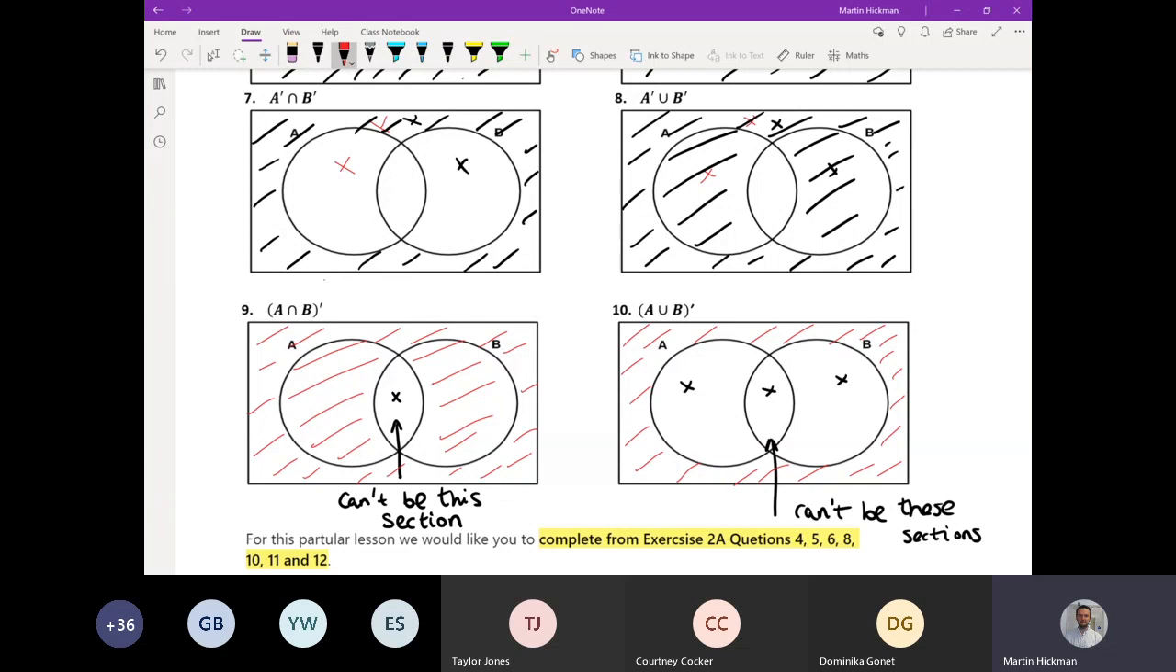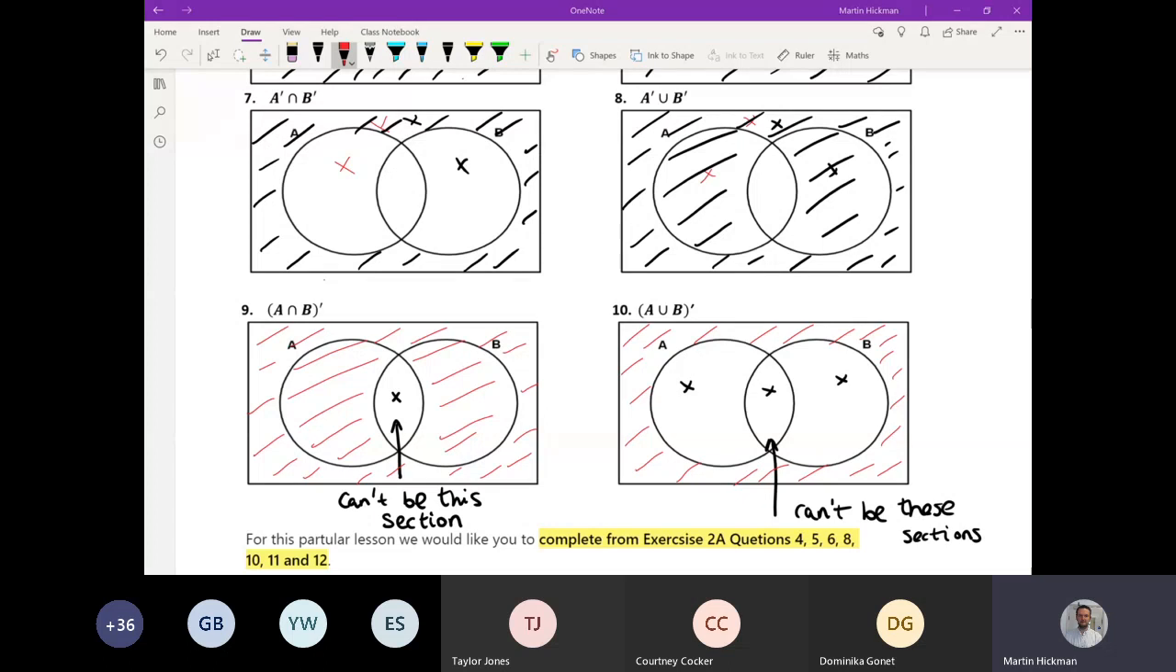So it's not just a case of when you've got the bracket, you can just take away the bracket, put the dash on all of them. You can see that 7 and 9 are different, and then similarly, 8 and 10 are also different. So don't just think when you've got that bracket, you can just put the dash on each letter. It doesn't quite work like that. Hopefully you can see that from that example there.